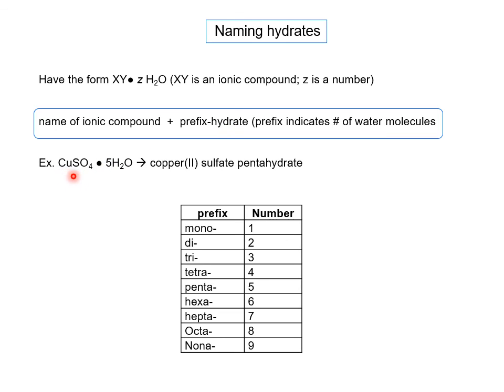So for example, CuSO4·5H2O, we first name this ionic compound. Notice it's a type 2 because copper is a type 2 ion. So we name it as copper, Roman numeral 2, sulfate, and then pentahydrate. Penta because there are 5 water molecules. So we use the prefix penta in pentahydrate.